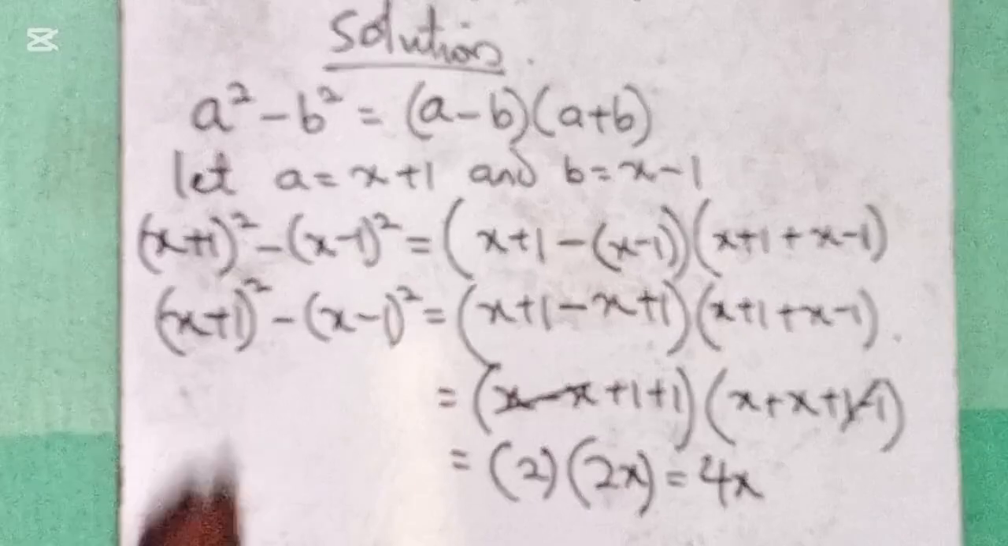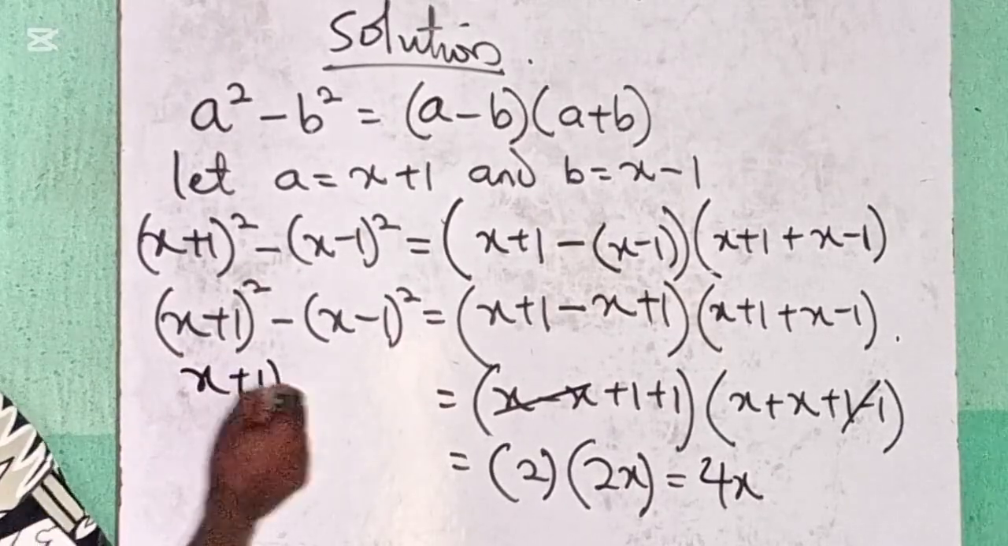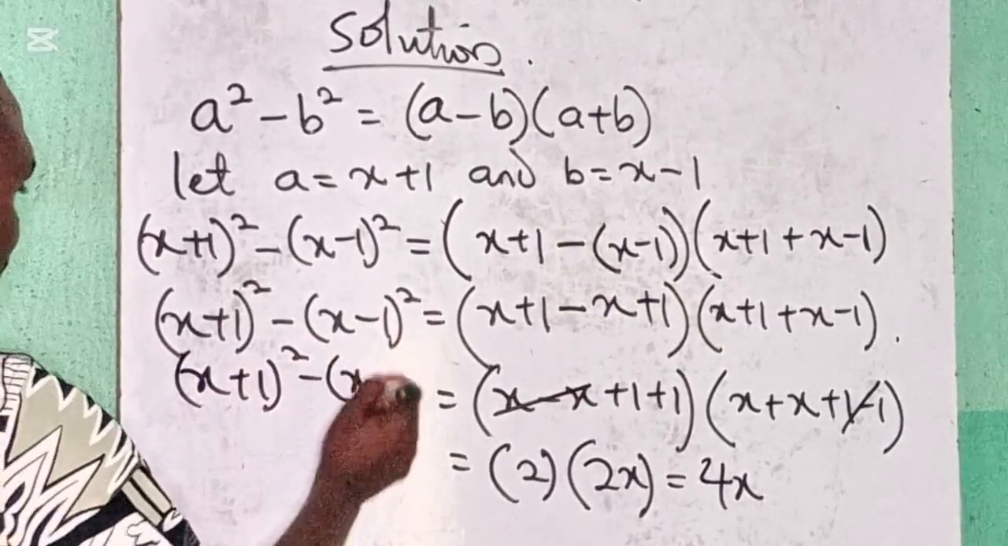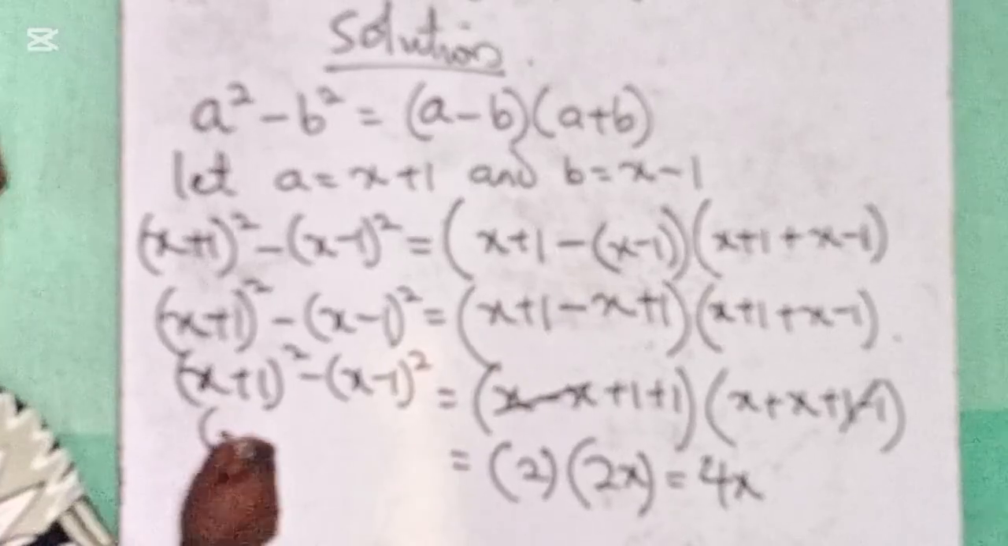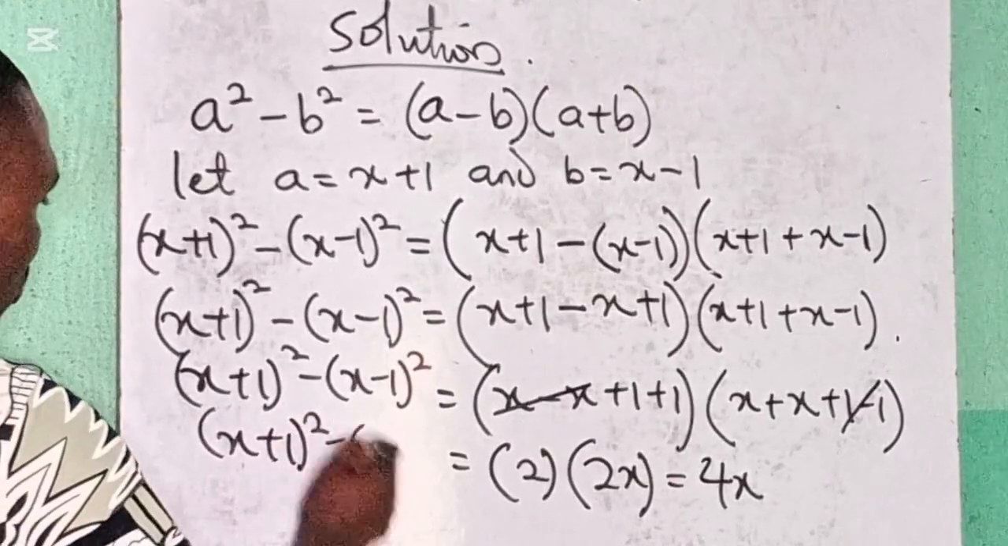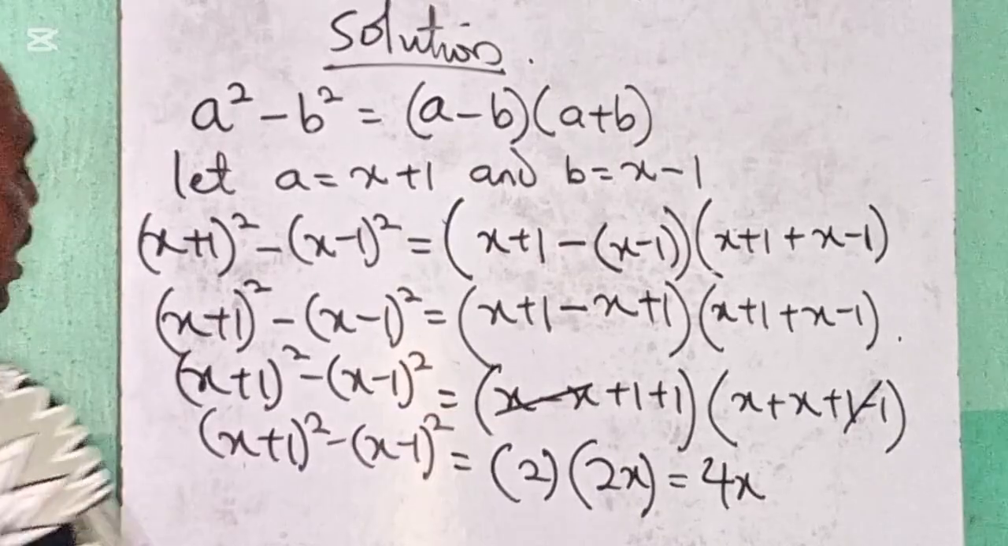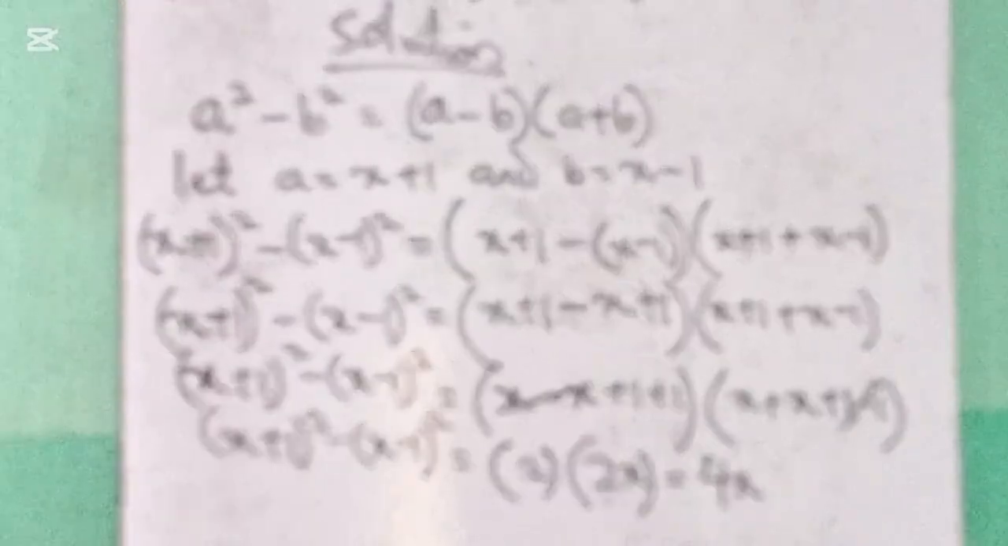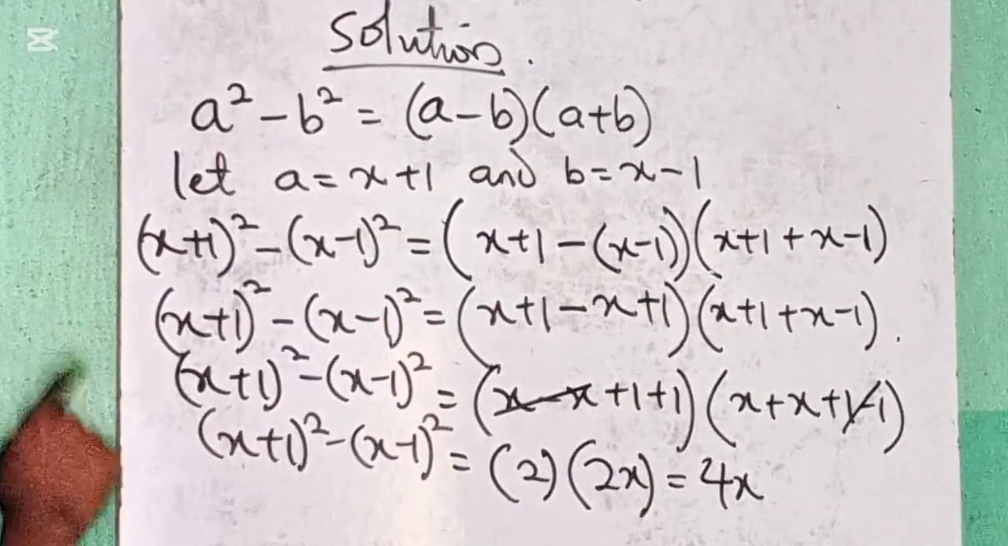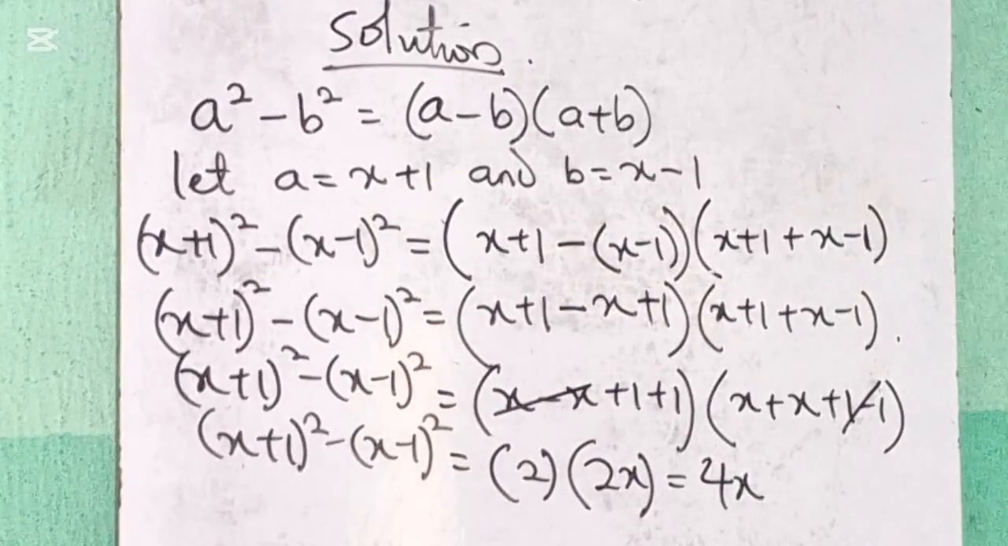Okay? So we have been able to prove that this particular equation here is equal to 4x. Alright, so we have already shown that (x + 1)^2 minus (x - 1)^2 is equal to 4x. Thank you.